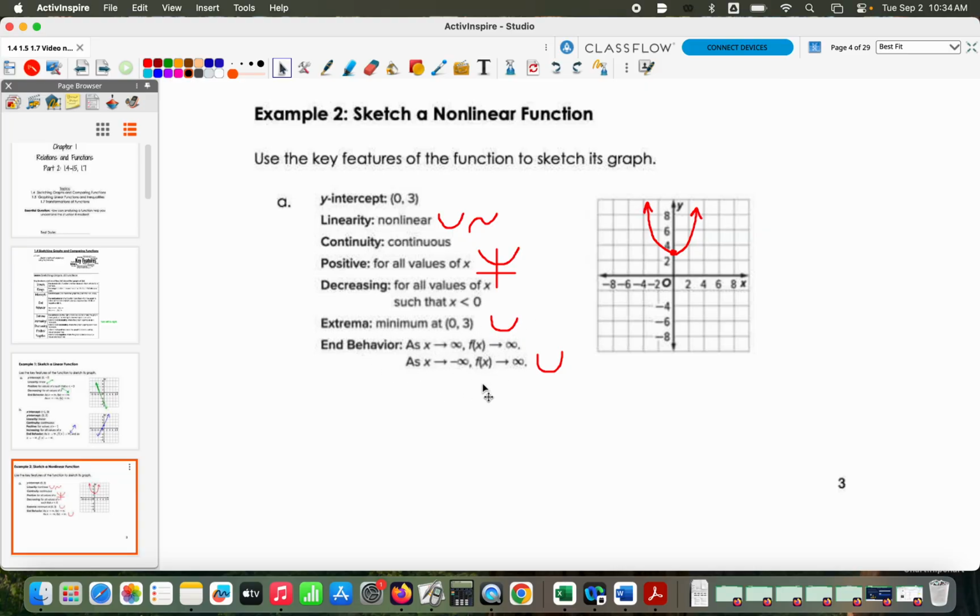We can look at the end behavior for that too. Both of the y values are always going up. So it's got to be some sort of parabola. So I'm starting to get the picture. It's decreasing when x is less than 0. So here's when x is 0. So everything less than 0 is decreasing.